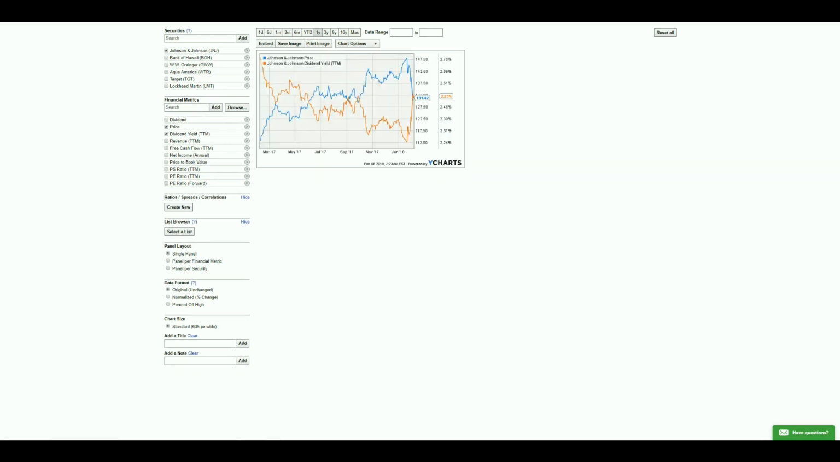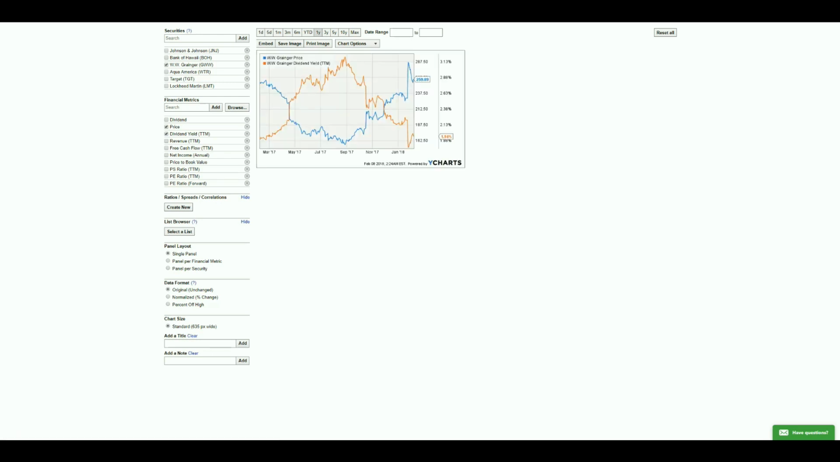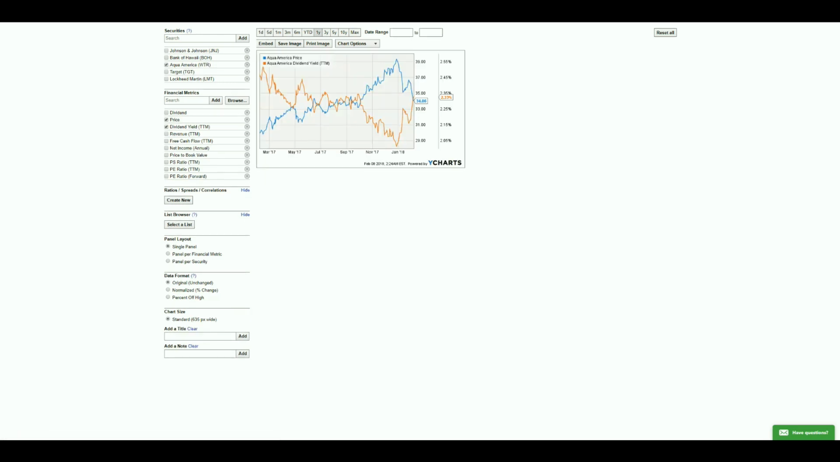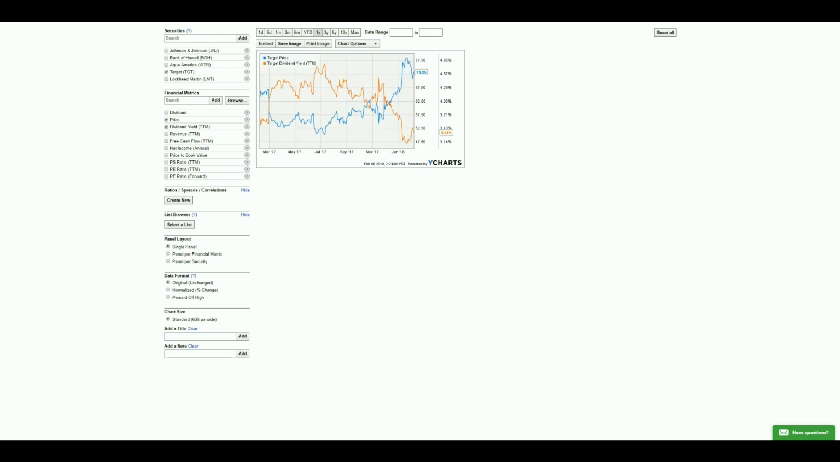Johnson & Johnson, yield over price. So this could be worth taking a look at. This could be a good buy. It's not overvalued, it's not undervalued for the year. The yield is currently trading about average. Its 1 year average is right about centered right now. Bank of Hawaii, yield over price. WW Grainger, price over yield. WTR, yield over price. Target has a price over yield.